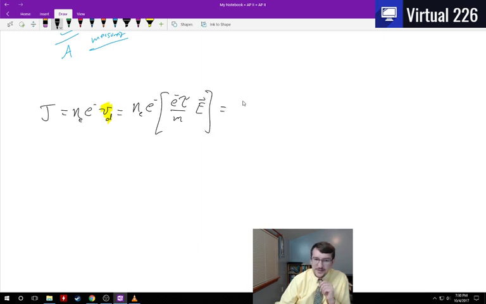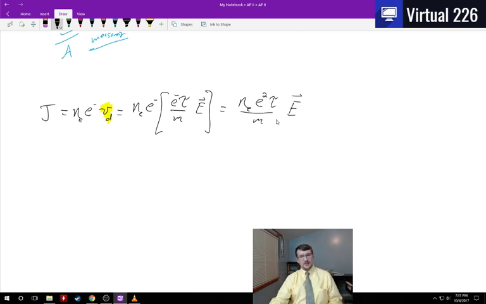So I'm just going to combine this and say n e. I don't want to put that minus there anymore, it's going to make things weird. It's squared, I don't want it to be minus 2. Tau over m times the electric field. Once again, these are all constants of the system. The electric field is what can change here.